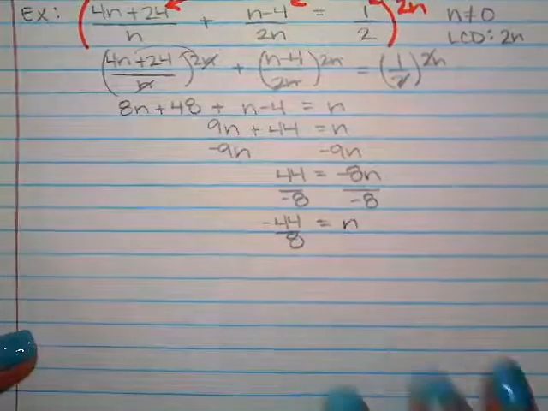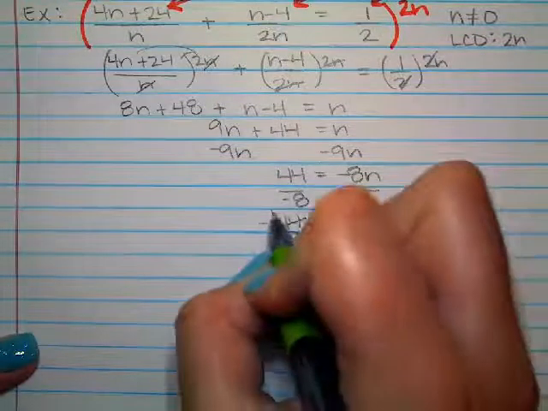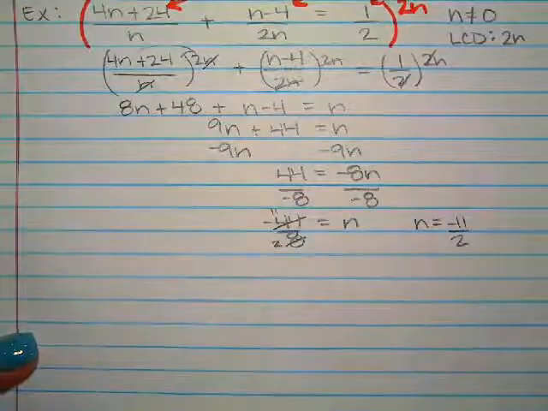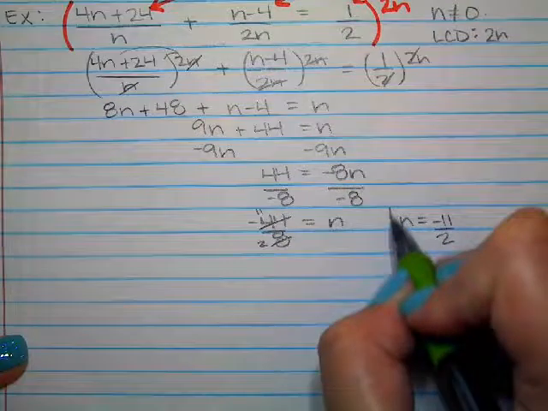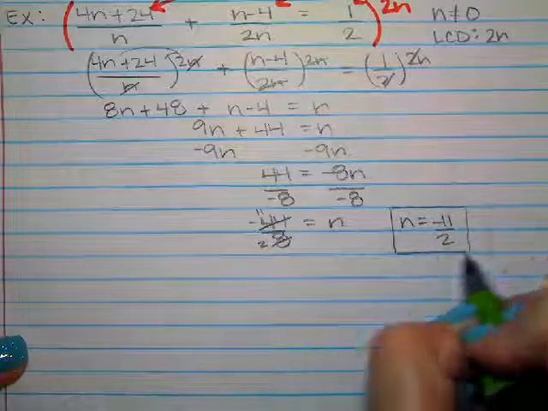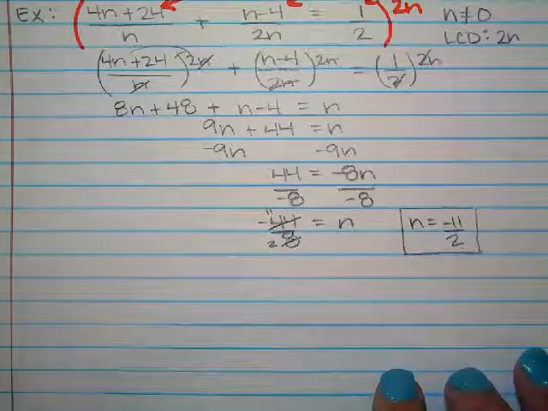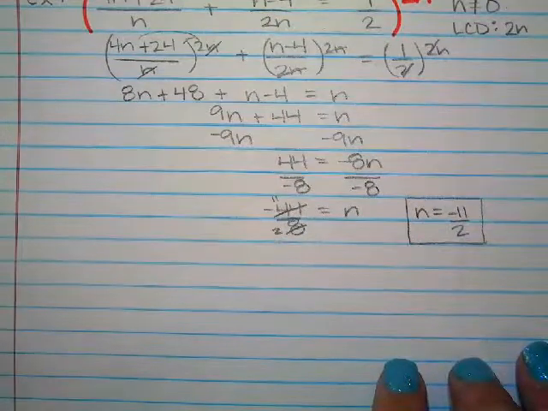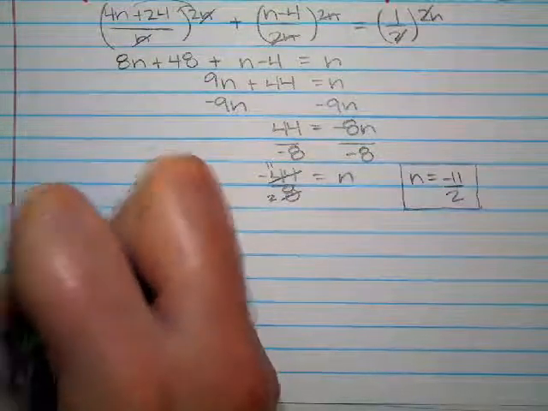Negative 44 over 8. The top and bottom are both divisible by 4, so I'll go ahead and do that. So n equals negative 11 over 2. And negative 11 over 2 is not that excluded value, and so that answer is a good answer. So as long as I'm always checking to make sure my final answer is not my excluded value, I'm good to go. And to be honest, most of the time it's not. It's possible, but most of the time you're good to go.